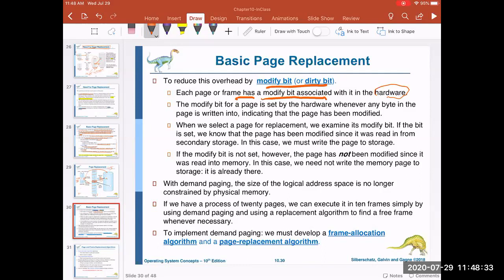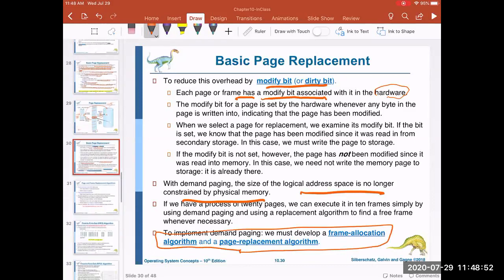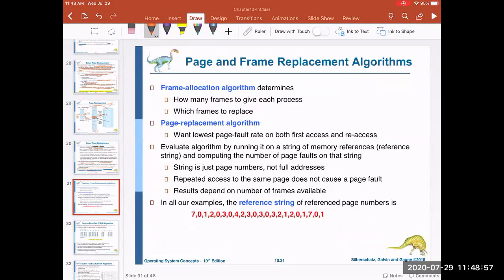So with demand paging, the size of the logical address space is not constrained by the physical memory. This we have already discussed. So what is needed, two things. One is a frame allocation algorithm, how many frames to be allocated to one process, and then a page replacement algorithm. We will discuss frame allocation after the page replacement algorithm.